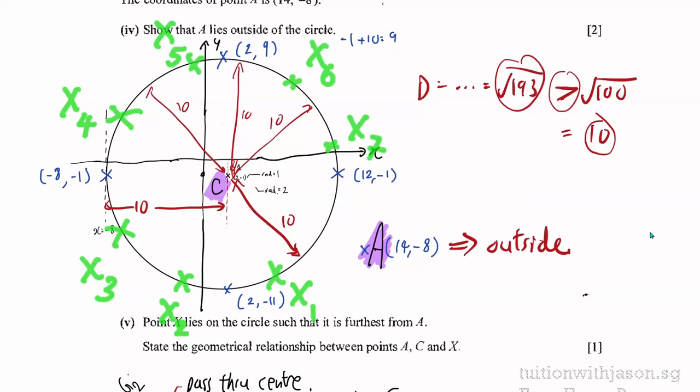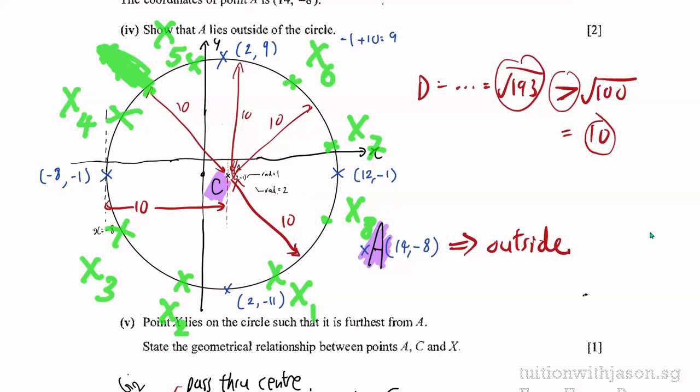Consider all these possible options for X: X1, X2, X3, all the way to X8. Which one do you think is the furthest away from the point A? Would you want X7 or X8? Cannot be right, too close already. So you're telling me it passes through the center. Yes.